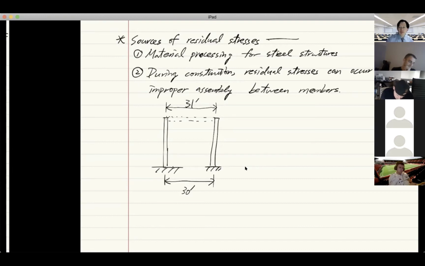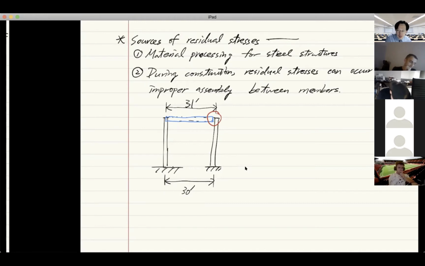So what's going to happen when I actually bring in the 30-foot long column, beam? If I connect this one here, there's going to be a 1 foot gap, which is right here. When you're forced to connect these two, you're going to introduce residual stress.